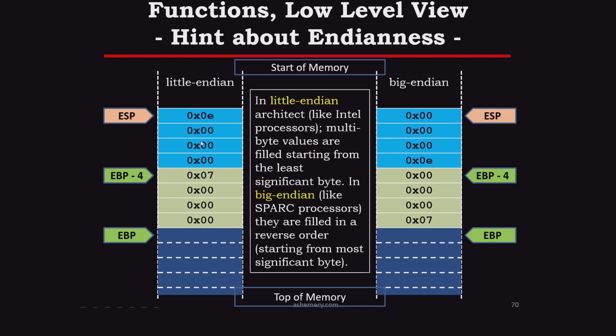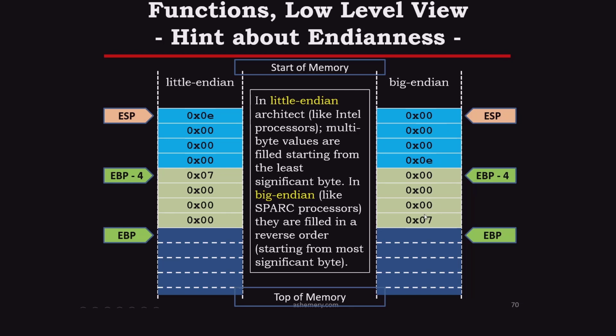Now let's consider this. This is the little endian and this is big endian. Little endian stores the values from the least significant bit first. So we can see this is how the value is actually being stored, while the big endian stores from the most significant bit first. So systems or processors like Intel have their multi-byte values filled starting from the least significant bit, while in big endian, like SPARC processors, they will have their value filled in reverse order starting from the most significant bit. So it's going to start this way, etc.